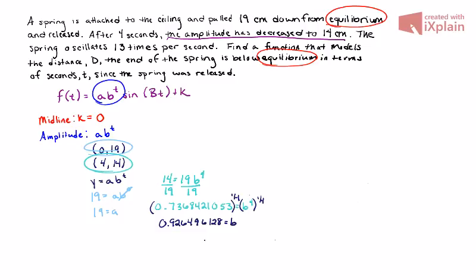So our amplitude in this case is going to be 19 times, and I'm going to round that to the fourth decimal place, 0.9265 raised to the t.